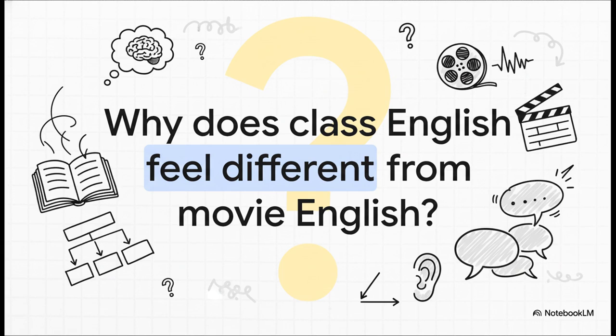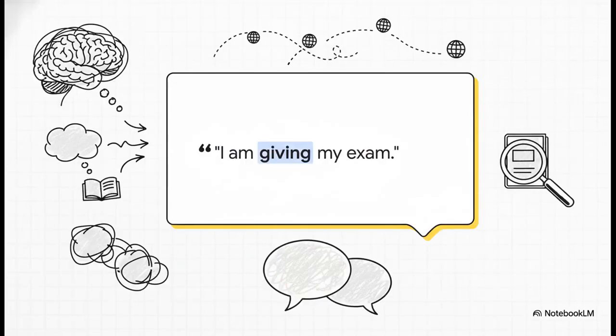Okay, so let's kick things off with a question that I'm pretty sure has crossed your mind a bunch of times. You spend all this time in class learning grammar rules, but then when you watch a movie, the English they're speaking sounds totally different. What's up with that? How about this one? I am giving my exam. It sounds super familiar, right? I mean, it's a perfect word-for-word translation from Urdu. And look, we all get what it means, but a native English speaker? They'd probably say, I am taking my exam. That tiny little difference? Well, it perfectly illustrates the fascinating journey we're about to go on.